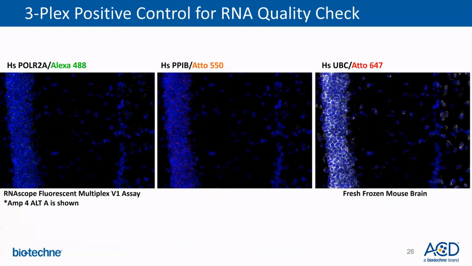Shown here is an example of a 3-plex positive control staining to check the RNA quality. The image is shown for fresh frozen mouse brain with the V1 assay. 3 different housekeeping genes are shown in 3 different colors: POLR2A, PPIB, and UBC. Please note, the negative control is equally important as the positive control. The negative control essentially serves as blank, and would be required for background subtraction when doing the quantification.